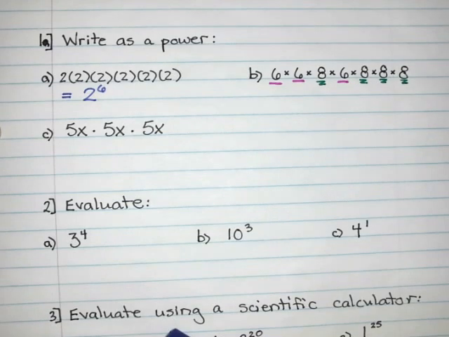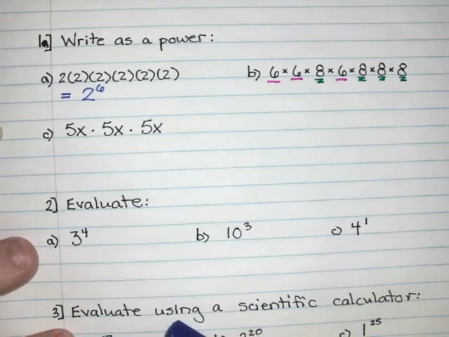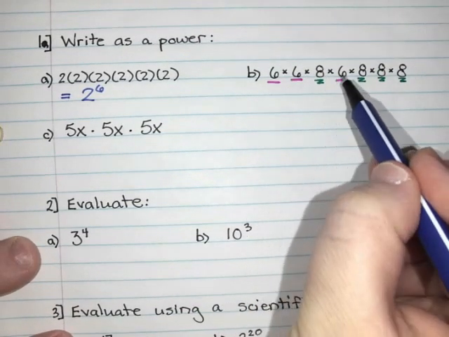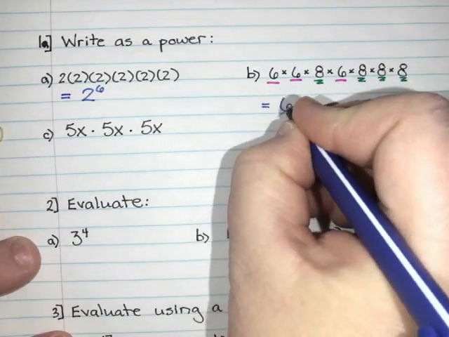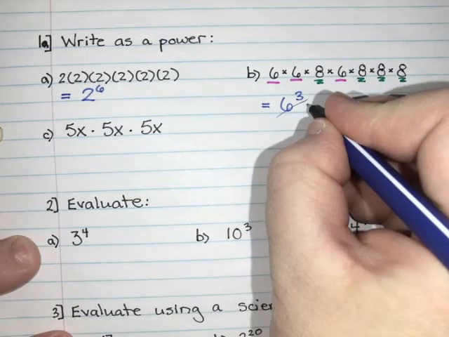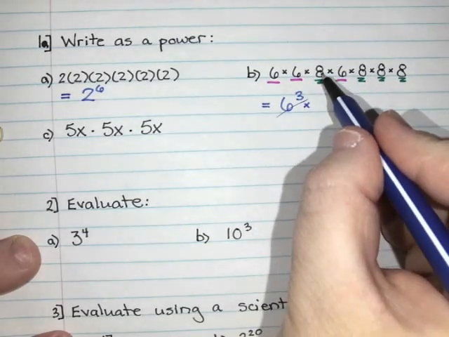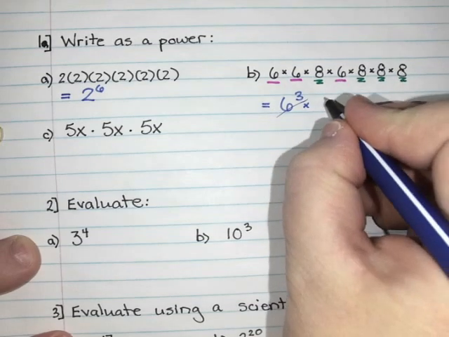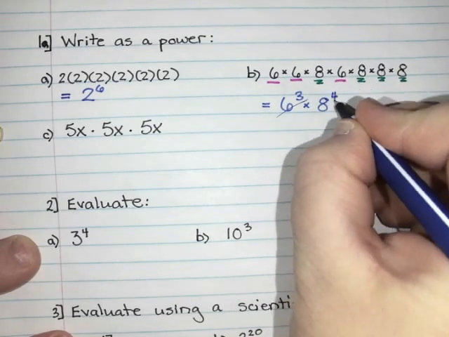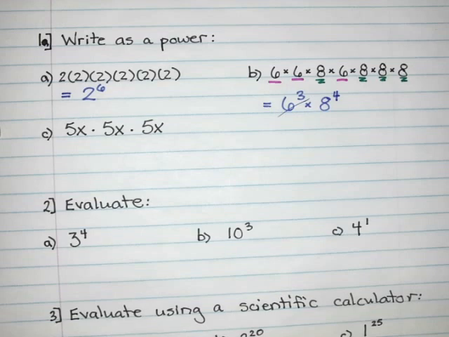If I think about the 6's, there are 3 of them. I've got 1, 2, 3 6's. So this would be 6 to the power of 3 times, and then there's 1, 2, 3, 4 8's being multiplied together, so times 8 to the power of 4. You want to do things that are the same number together.